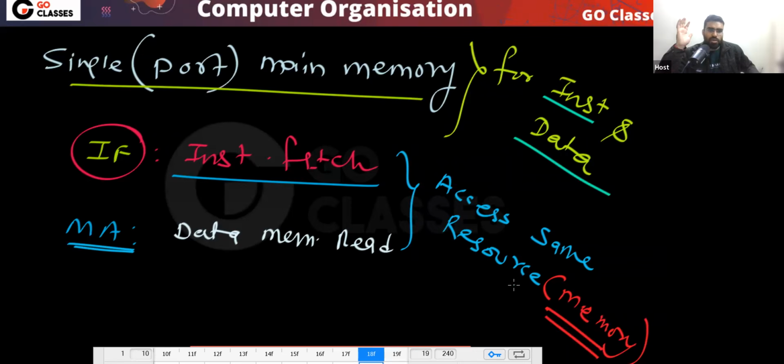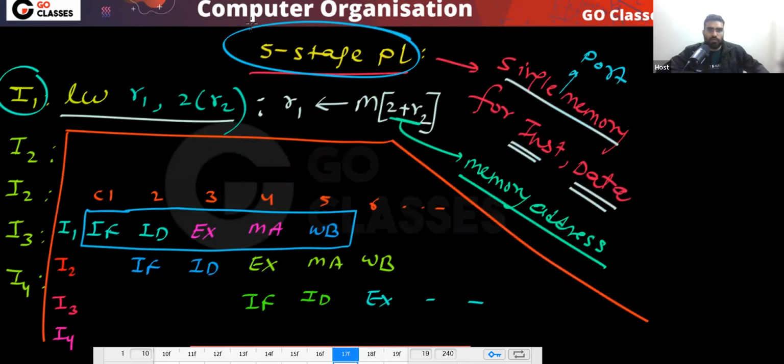Then in this situation you can notice that both of these stages access the same resource, and that resource is memory. But only one can access it, right? Is this clear? Only one can access at any point of time. If you have a single resource, only one can access it at a time. So in this situation, what will happen?